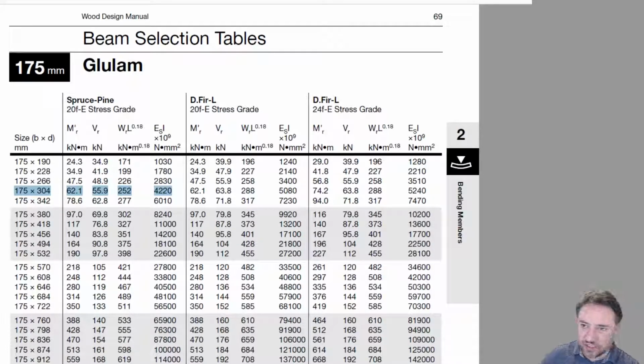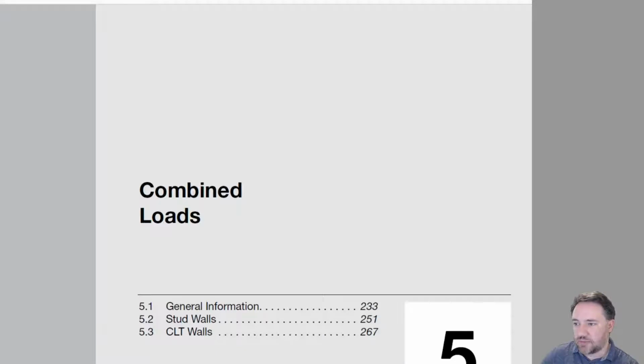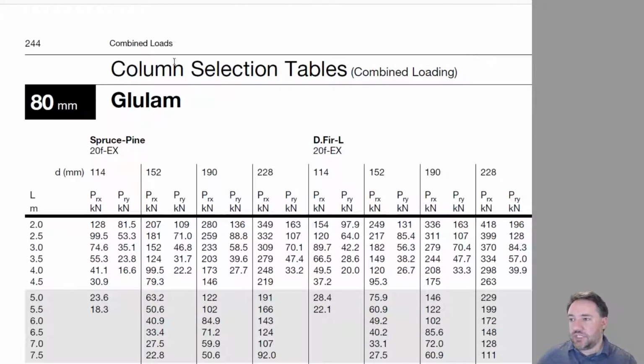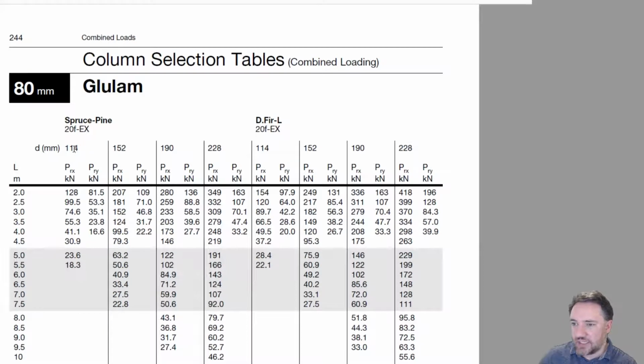the combined loading section, if you remember. So remember, chapter 2 is bending, that's where we were. Chapter 3 is compression. Chapter 4 is tension. Chapter 5 is combined loads. And in the combined load section, we have this table, which is a combined column selection table for glulam. And it doesn't have moment and axial capacity. What it does is it gives axial compression capacities for a bunch of glulam sections that are usually used as beams. So these are like axial capacities of beams. And this is the grade that we're talking about here, 20f-EX.